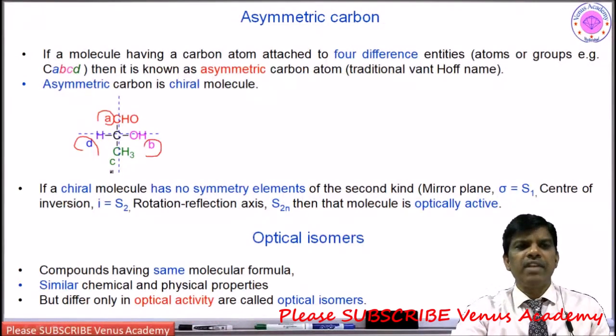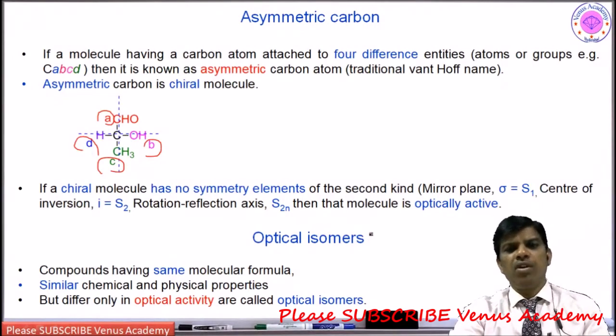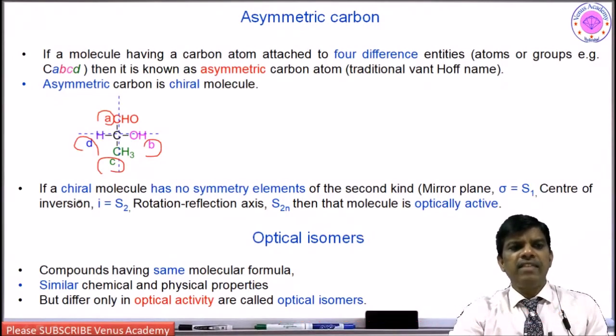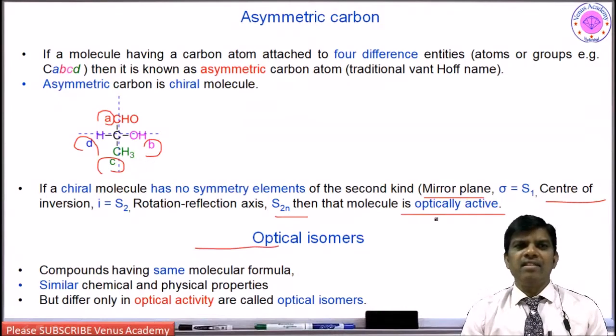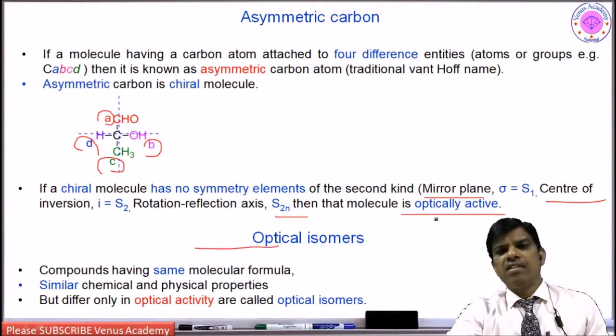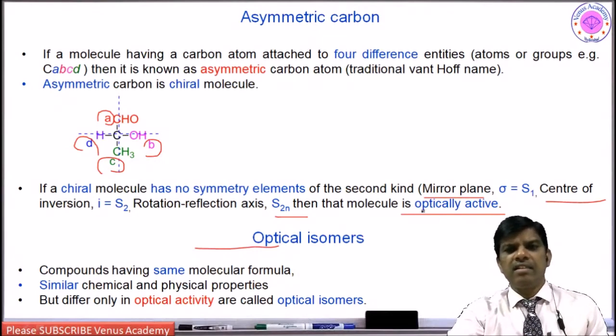If it is substituted with four different groups, and moreover, if a chiral molecule has no symmetry elements of the second type, it should not have a mirror plane, that is sigma, S1, center of inversion, and S2n, rotation reflection axis, then that molecule is optically active. Anyhow, I have explained this optical activity in detail under the stereochemistry chapter. Please go through that chapter. You will understand what all these S1 and symmetry elements are.